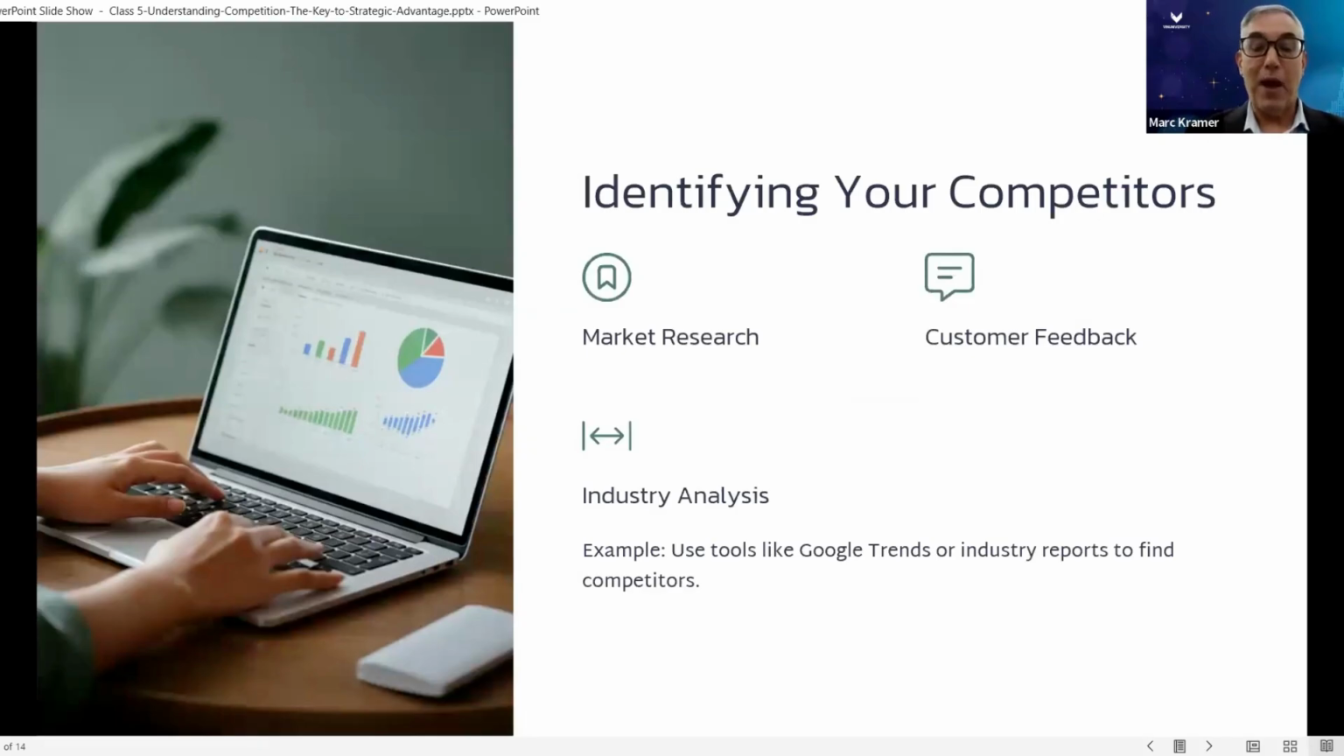So, identifying your competitors, you're going to do market research and customer feedback. I once did work for a global insurance company, and they were sure that there were three companies that were their main competitors in providing insurance for small business. But when I interviewed 25 customers, none of the 25 picked the three companies they thought were competitors. They ended up picking three other companies, and 20 of the 25 all picked the same three companies.